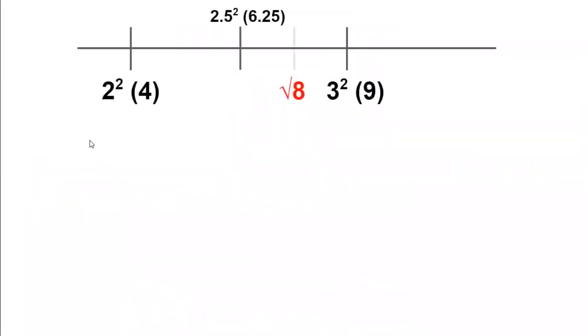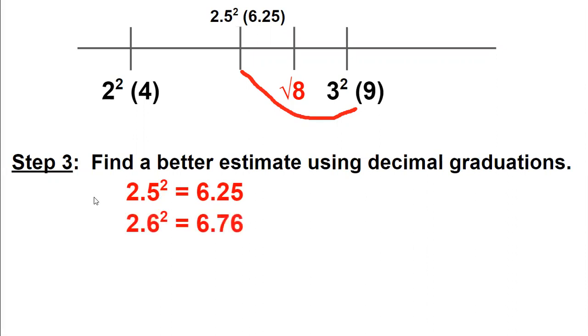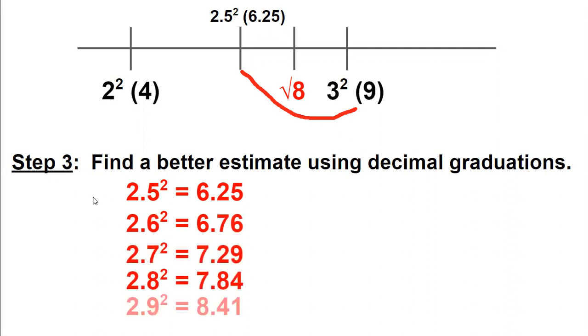What's our next step? Find a better estimate using decimal graduation. So we already know that it's going to be in this upper quadrant area here. It's going to be between 2.5 and 3, right? So we are going to try numbers between 2.5 and 3 and square them and see what numbers we get. So we're going to do 2.5 squared, which is 6.25. We have that one already. We're going to try 2.6 squared. That's going to be 6.76. We're going to try 2.7, 2.8 squared, and 2.9 squared.